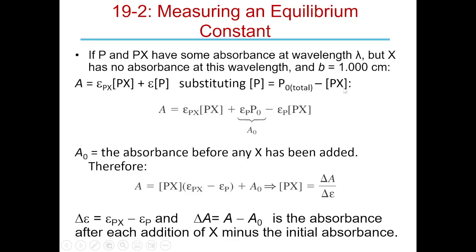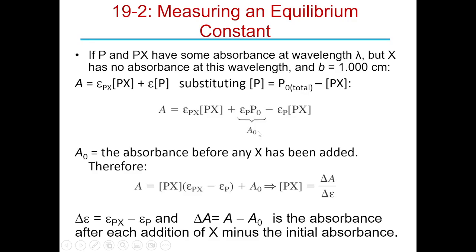Why did we target PX? Because PX is related to everything, right? It's related to P and it's related to X. So once we have PX, we have everything, don't we? It's all simple math after that. So we go ahead and plug that in, variable exchange, and we get the absorbance equals the extinction coefficient times PX plus the extinction coefficient for P times P0, what we started with.